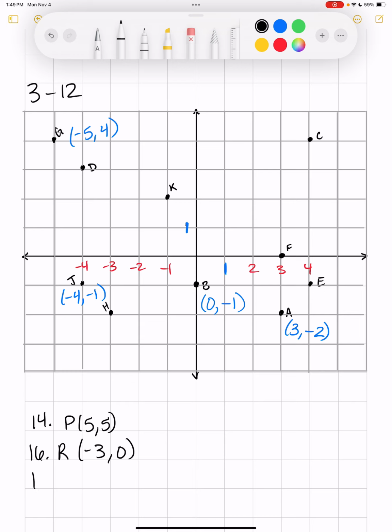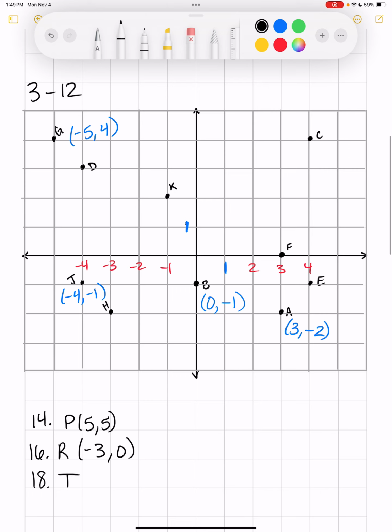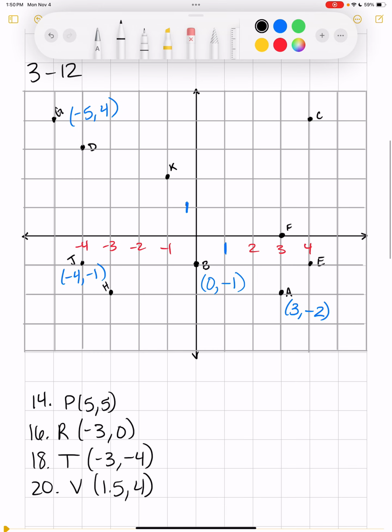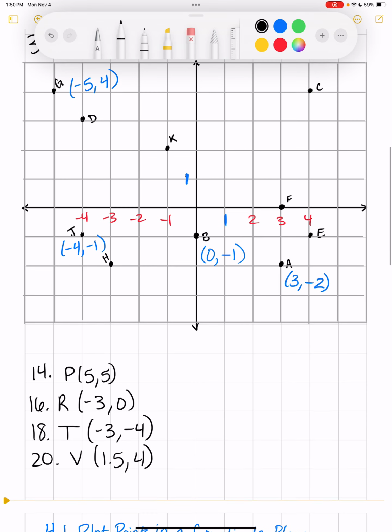18, T is -3, -4. And 20 is the point 1.5 and 4. Okay, so what these ones want us to do is basically plot the point. We can just do that up here on the graph that I gave you, and then we're going to say what quadrant it's in by writing it beside it down here.